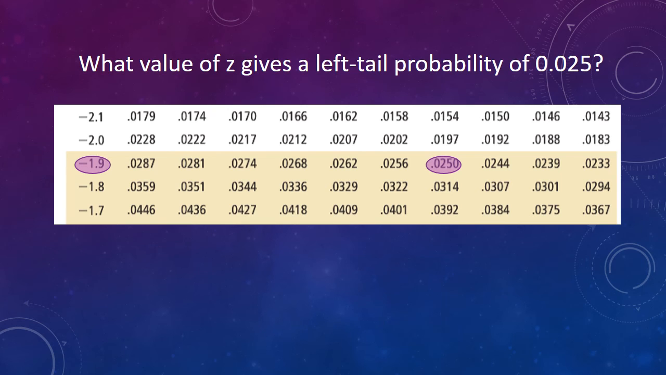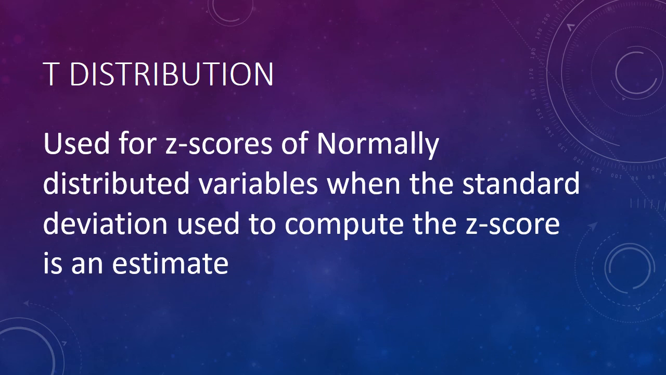Finally, there are three other distributions that we'll come across when we talk about statistical inference in the second half of the course. We're going to look at them only briefly, since we usually are only interested in their critical values. The first is the t-distribution. This is used for z-scores of normally distributed variables when the standard deviation used to compute the z-score is an estimate and not the true value.